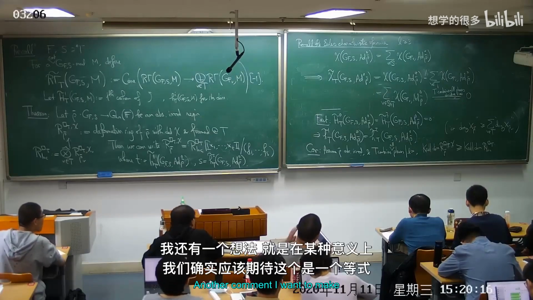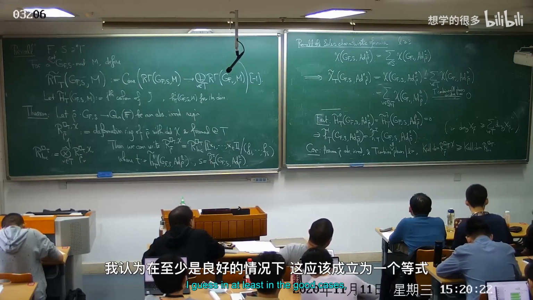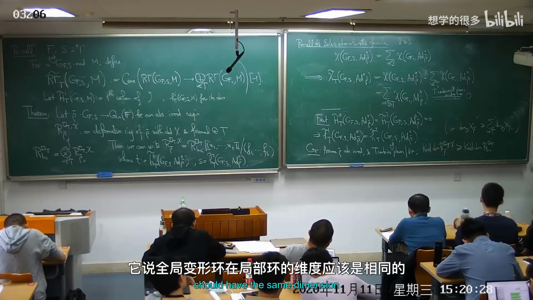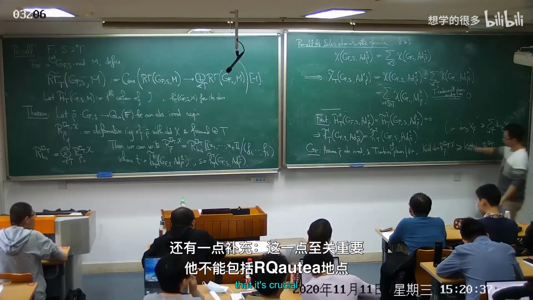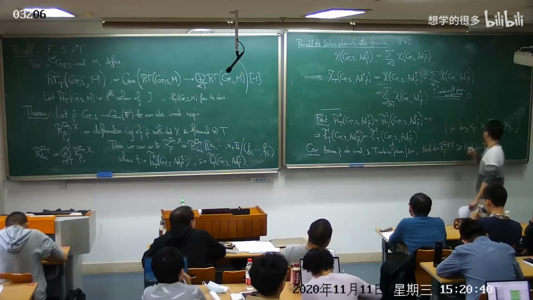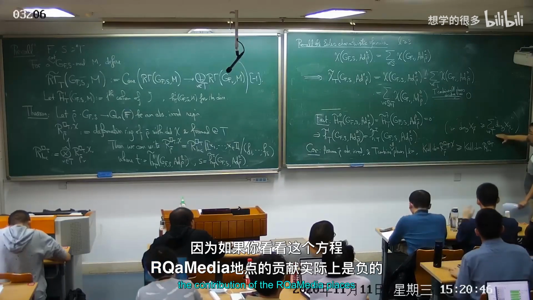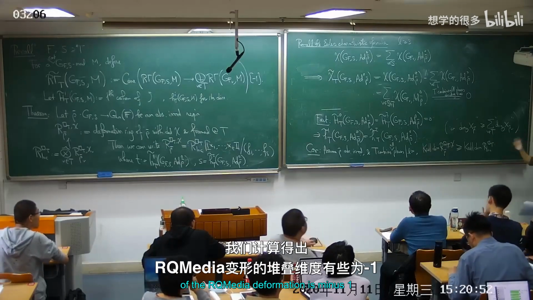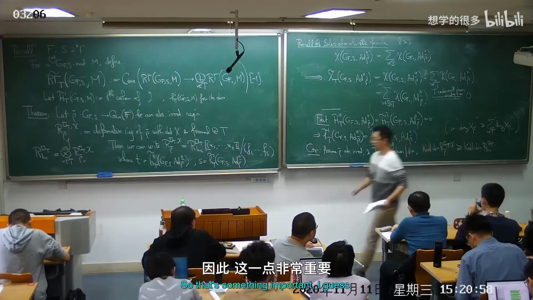Okay. Another comment I want to make is that somehow we should really expect this to be an equality sometimes. At least in the good cases, this should be an equality, in the sense that a global deformation ring should have the same dimension as a local deformation ring. Also, it's crucial that T includes the Archimedes places, because if you look at this equation here, the contribution of the Archimedes places is actually negative. We compute that the dimension of the Archimedes deformation ring is -1 and -3 in the two cases of two-dimensional representations, either odd or even. So that's something important.